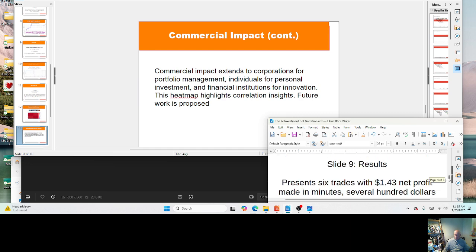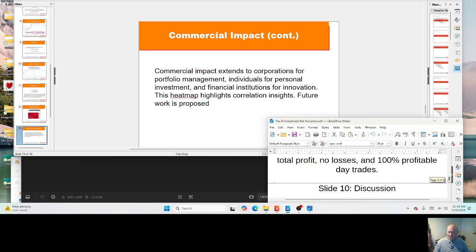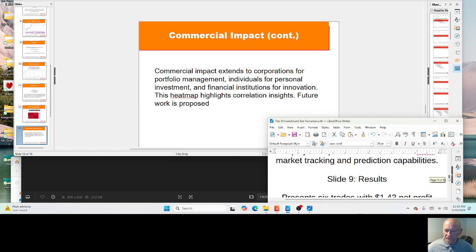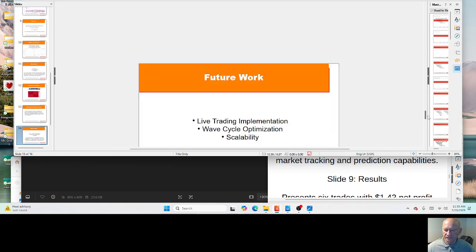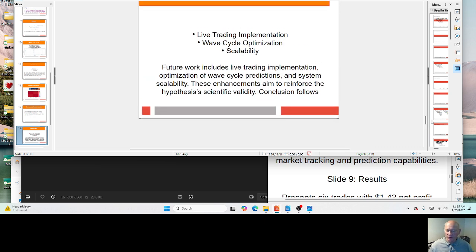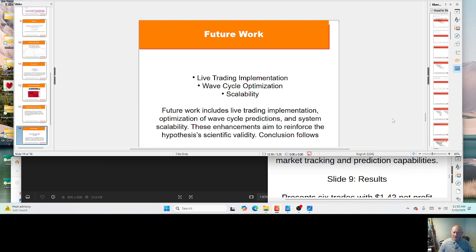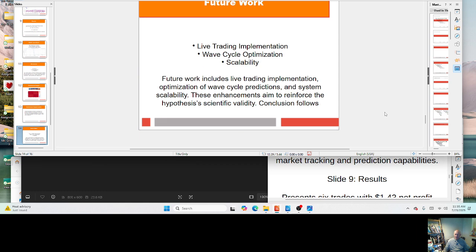Okay, here we reach the discussion. Let's see if I can arrange this a little better. Future work indicates live trading implementation, wave cycle optimization, and scalability. These enhancements aim to reinforce the hypothesis of scientific validity, and the conclusion would follow.